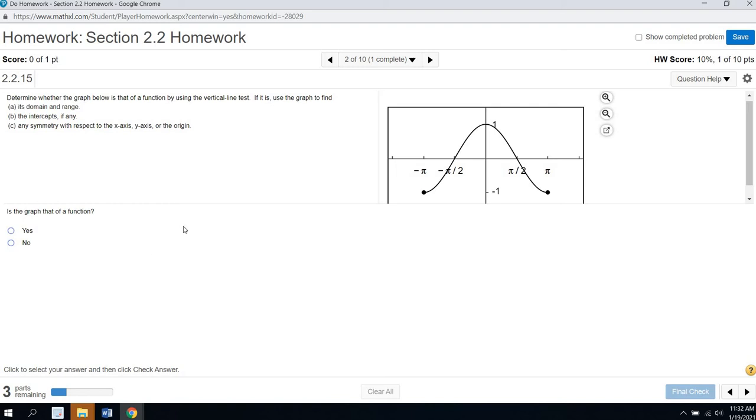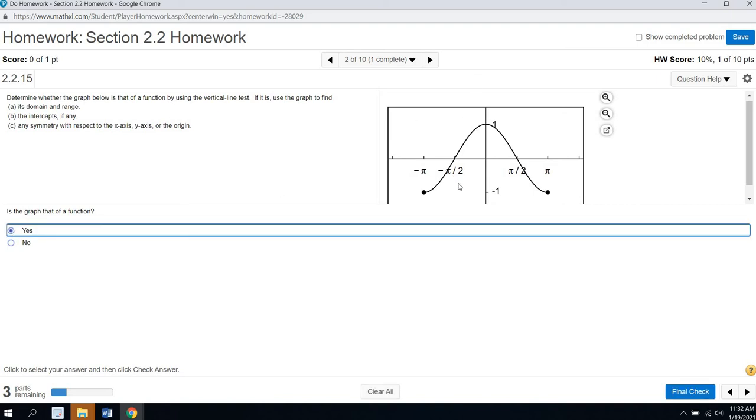Is the graph a function? Well, you should recognize that guy. Do you see what that is? It's the cosine function, right, from our prerequisite. But is the graph a function? Yes. It's passing a vertical line test. No matter where I draw a line straight up and down, it'll pass.